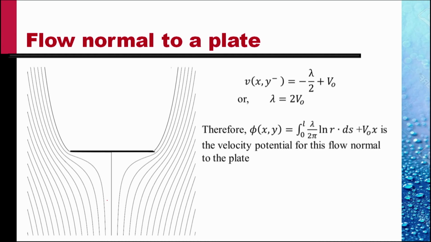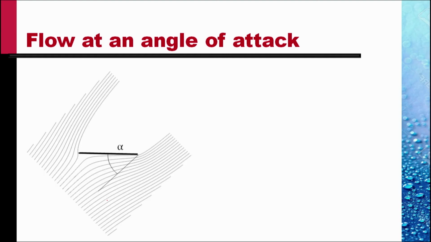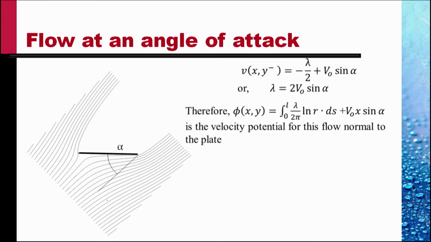Therefore, phi xy is the integral from 0 to L of lambda by twice pi ln r ds plus V naught x, where lambda is equal to twice V naught, is the velocity potential for this flow normal to the plate, for a finite length of plate. If the angle of attack was not 90 degrees but alpha, then the flow pattern obtained would be something like this, and the lambda would be twice V naught sine alpha to give this flow pattern.